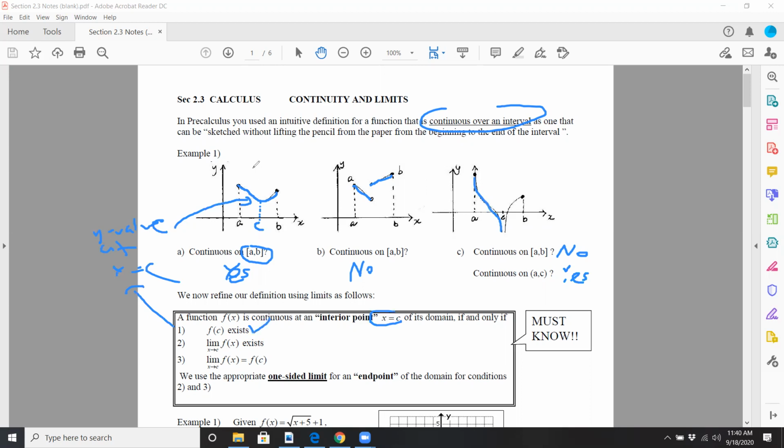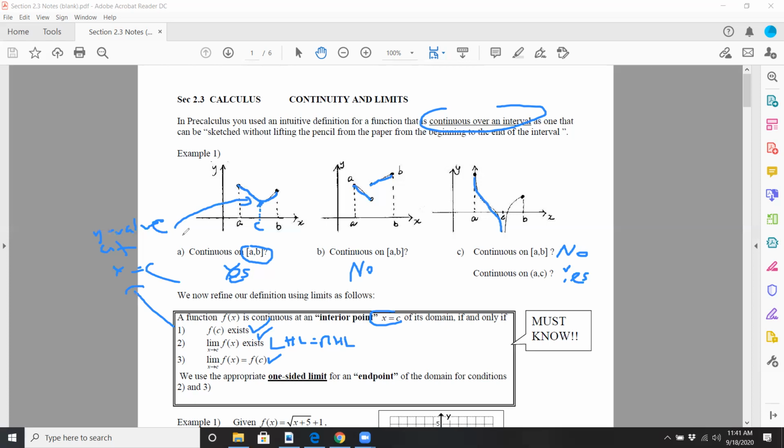Second, the limit exists as x approaches c. So basically, does the LHL equal the RHL? Remember, the LHL is x approaches c from the left, the RHL is x approaches c from the right. If those are equal, the limit exists. Sure, and that is true for example 1a as well. And then finally, conditions 1 and 2: the limit as x approaches c and the y value we get when we plug in x equals c into the function, are those the same thing? If you get yes again, then we have continuity.